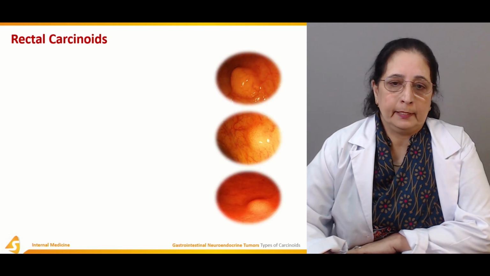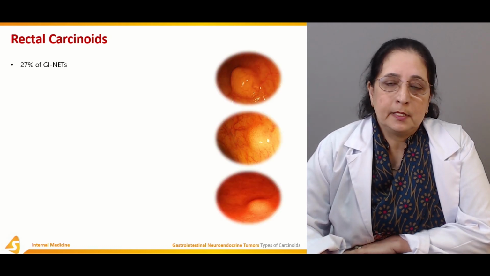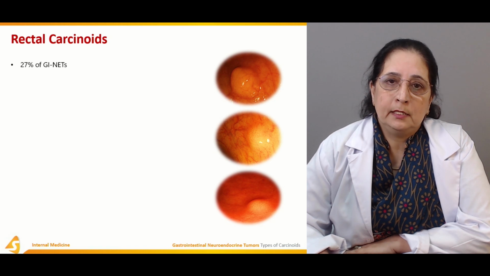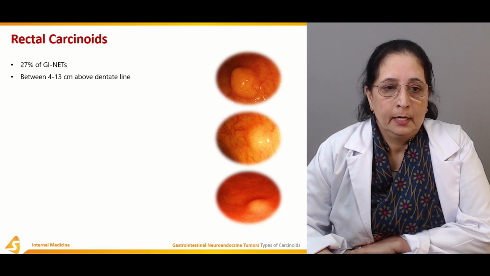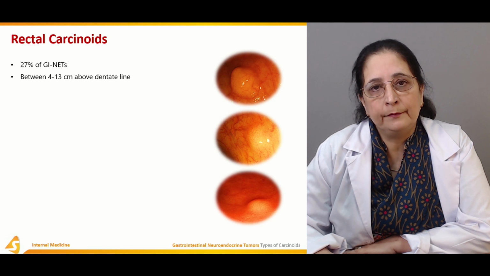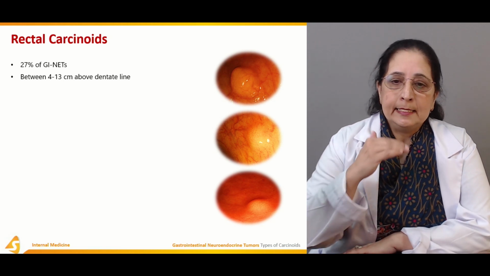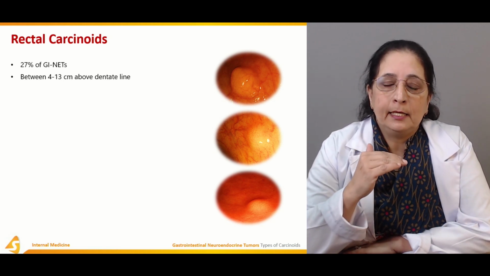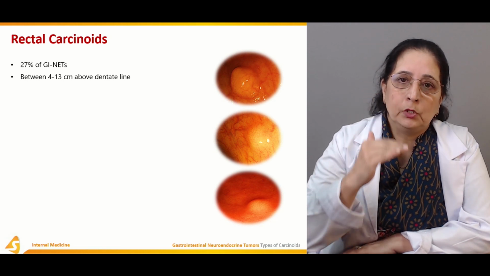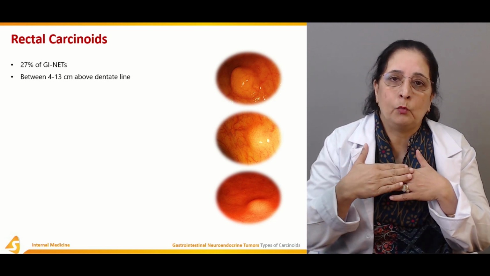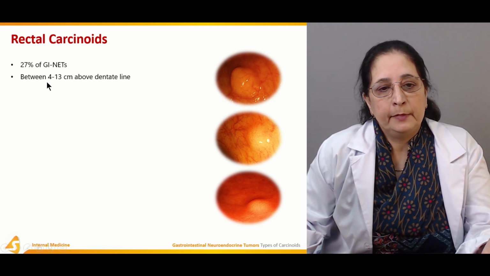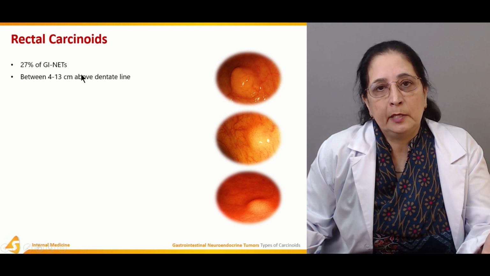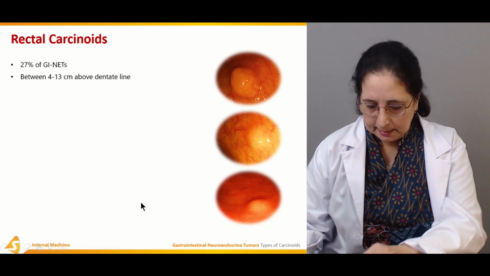Rectal carcinoid. 27% of gastrointestinal neuroendocrine tumors are rectal carcinoids. They are between 4 to 13 centimeters above the dentate line. The dentate line divides the upper 2/3 of the rectum from the lower 1/3. So mostly it is between 4 to 13 centimeters above the dentate line.